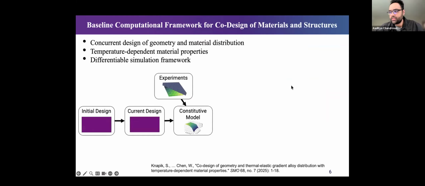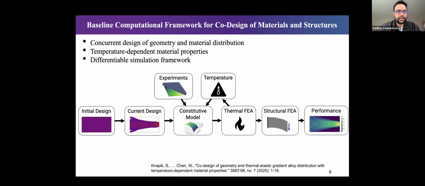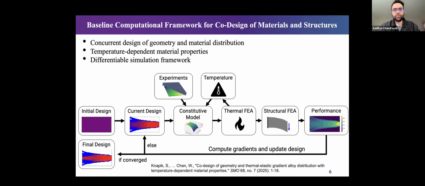So what we did is we started with a baseline study where we were even questioning, can we do a concurrent design of your material and geometry? And the key idea is that we are also doing non-linear material properties, where we are doing a thermoelastic simulation, and the temperature dictates the material properties as well. And we want to do this in a closed loop topology optimization framework.